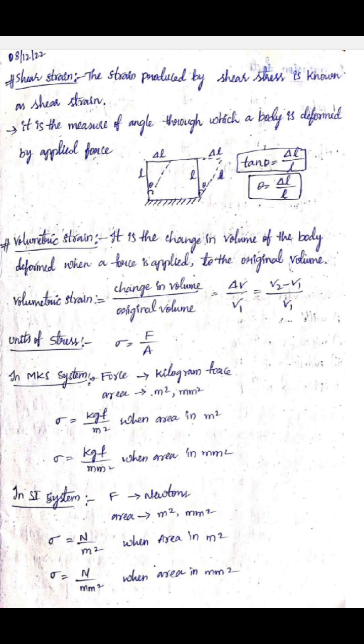So volumetric strain. It is the change in volume of the body deformed when a force is applied, to the original volume. Volumetric strain equal to change in volume by original volume, delta V by V1, that is V2 minus V1 divided by V1.